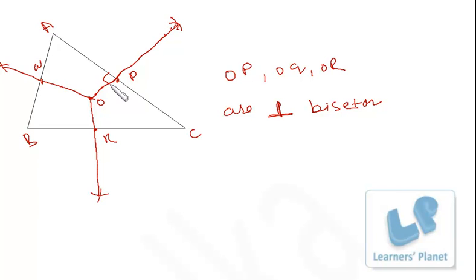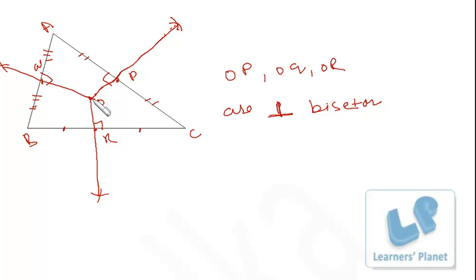That means this angle is 90 degrees, this angle is 90 degrees, this angle is 90 degrees. BR is equal to RC, PC is equal to AP, and AQ is equal to QB, right? So these two parts are equal, these two parts are equal, these two parts are equal. So we know them as perpendicular bisectors, right? And how do we draw a perpendicular bisector? That I have already explained.